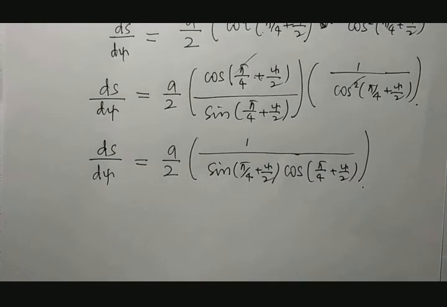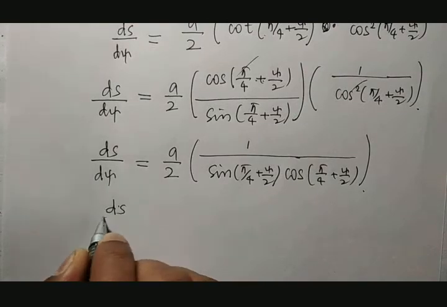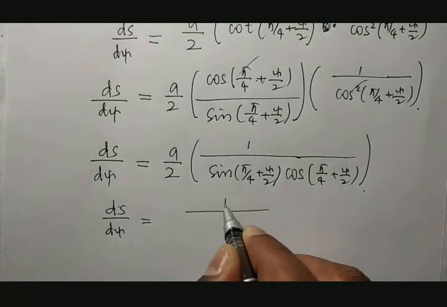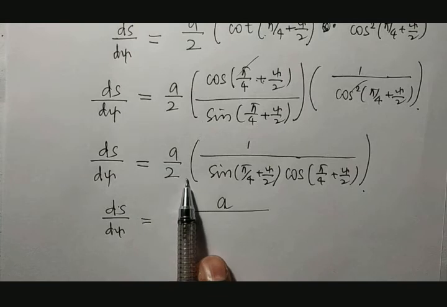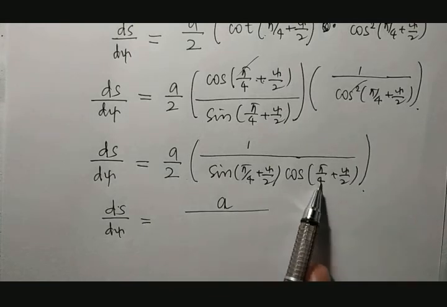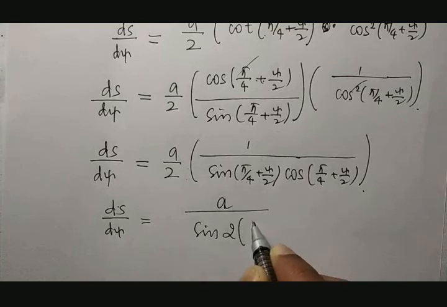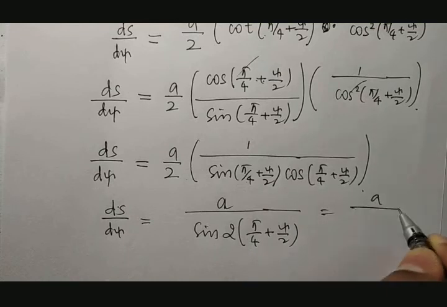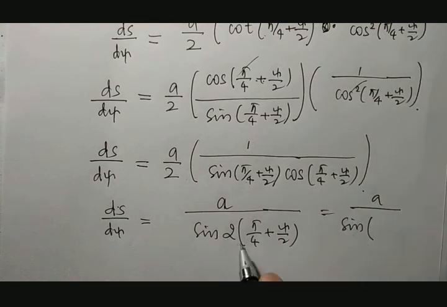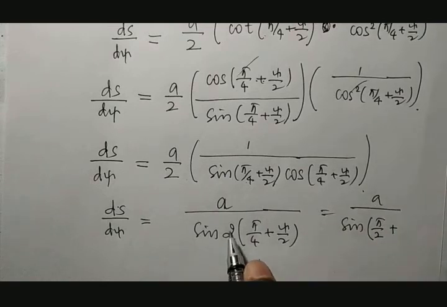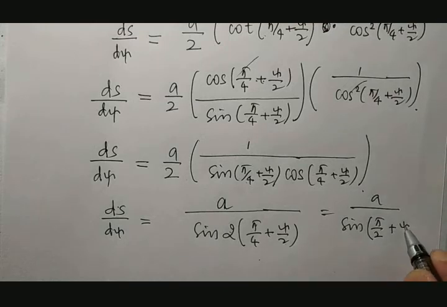Which is further equal to, we know that 2 sin x cos x is nothing but sin 2x. Therefore, this becomes a divided by sin of 2 times (π/4 + ψ/2), which is nothing but a divided by sin of 2 into this. So π/4 into 2 is π/2, plus ψ/2 into 2 is ψ.